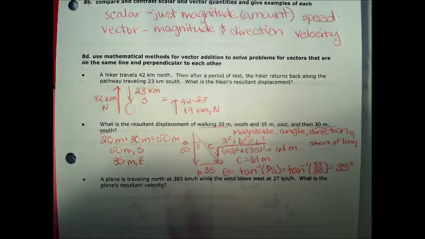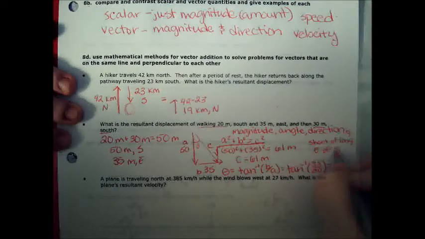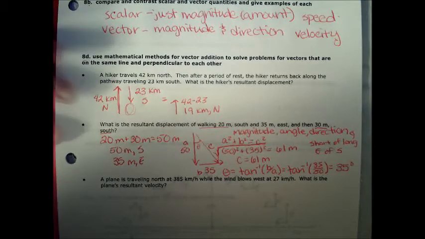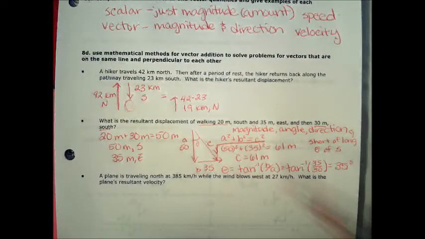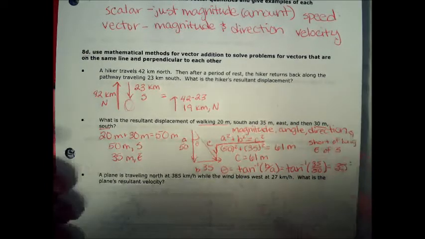So the short of long here, 35 is shorter, so it's east of south. I kind of didn't leave myself any room here, but the entire answer written out would be 61 meters, 35 degrees east of south. I'll try to make sure I have room to write that out on the next one.